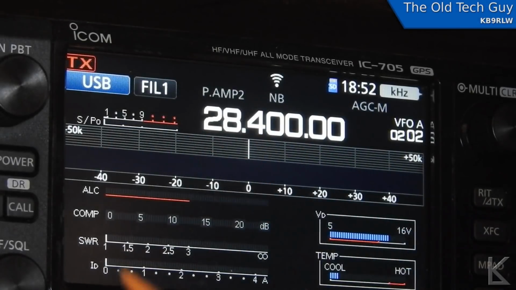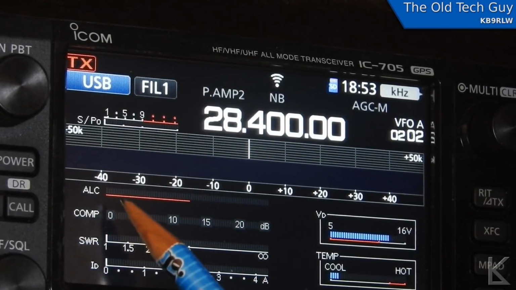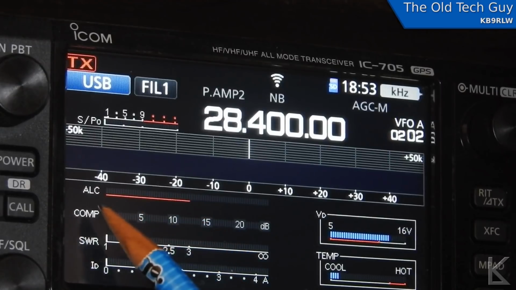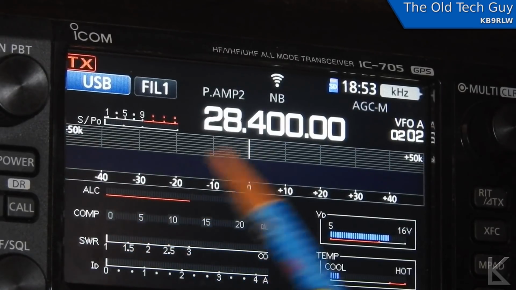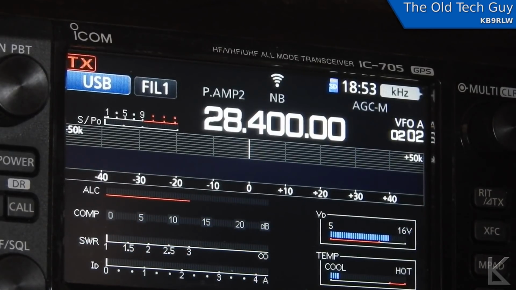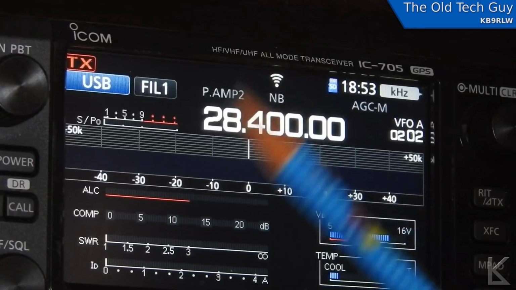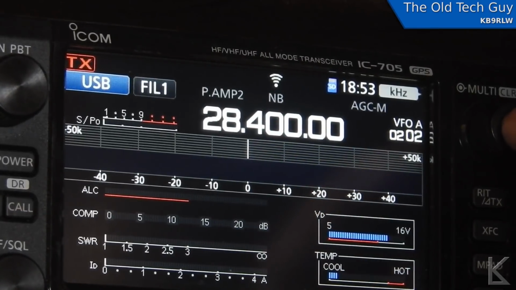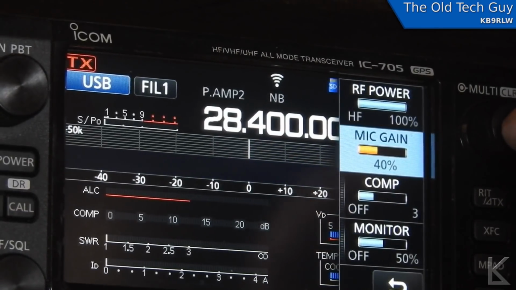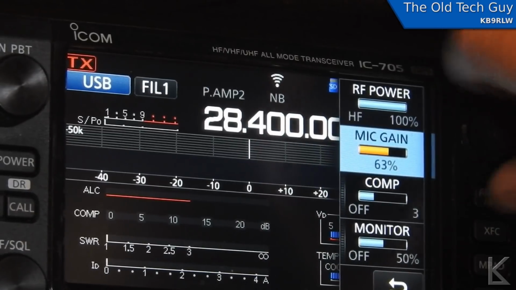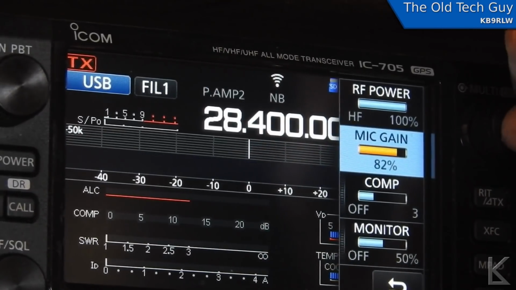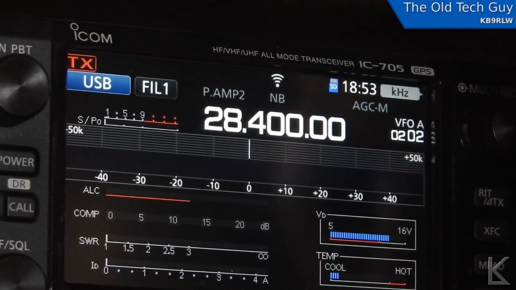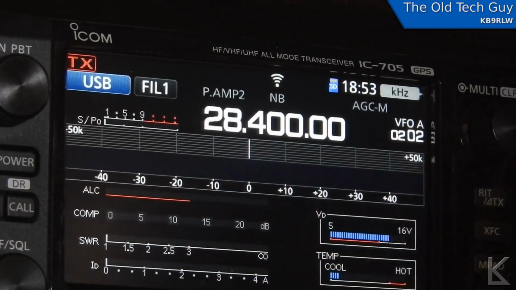On my ICOM 705, if I go into the metering function, we can see that there's an ALC meter right here. Now I've presently got it hooked up to my dummy load, so I won't be interfering with anybody. What I'm going to do is I'm going to transmit, and I'm going to show you, well, first off, let's go in here to mic gain. And I'm going to turn the mic gain up too high. Okay, we'll set it to 82% here, which is, I know it's going to be too high. Watch that ALC meter when I transmit.